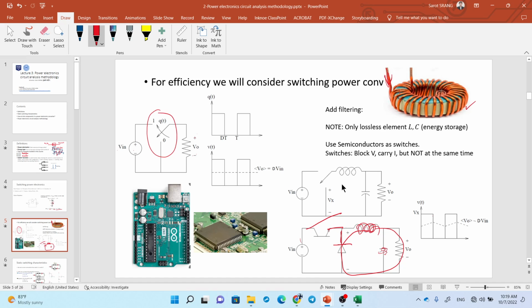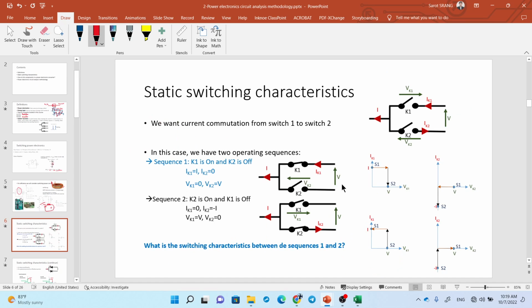Yeah, so this is the whole idea for power electronics. But then yes, you need to learn some way to analyze. Especially here you need to understand some concepts on switching characteristics. Let's say we want current commutation from switch 1 to switch 2. This is switch 1 and this is switch 2.